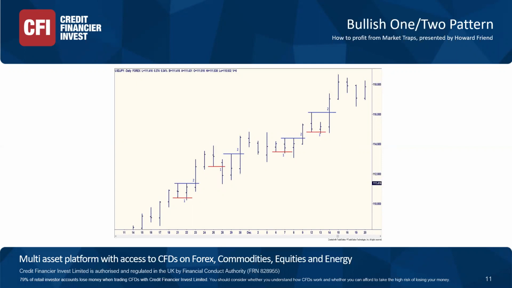Another example here, this is dollar yen daily. In fact, a few examples on this chart, quite a lot. Sometimes you'll find within a nice sustained uptrend or a downtrend, you see several opportunities to play this 1-2 setup. And this is a very good case in point.